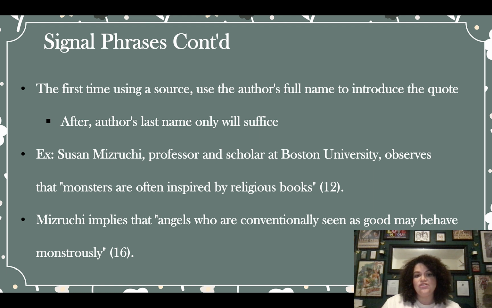Susan Mizrachi, professor and scholar at Boston University, observes that monsters are often inspired by religious books. So everything before the quote is my signal phrase. And because this is the first time I'm using this source in my pretend paper, I am introducing the author using their full name. The second example, let's say, is the fourth time I'm using this source. And instead of saying Susan Mizrachi, all I'm saying is Mizrachi implies that blah, blah, blah. So again, the first time you introduce a source, you need to say the author's full name in your signal phrase. Anytime after that, the author's last name is fine.